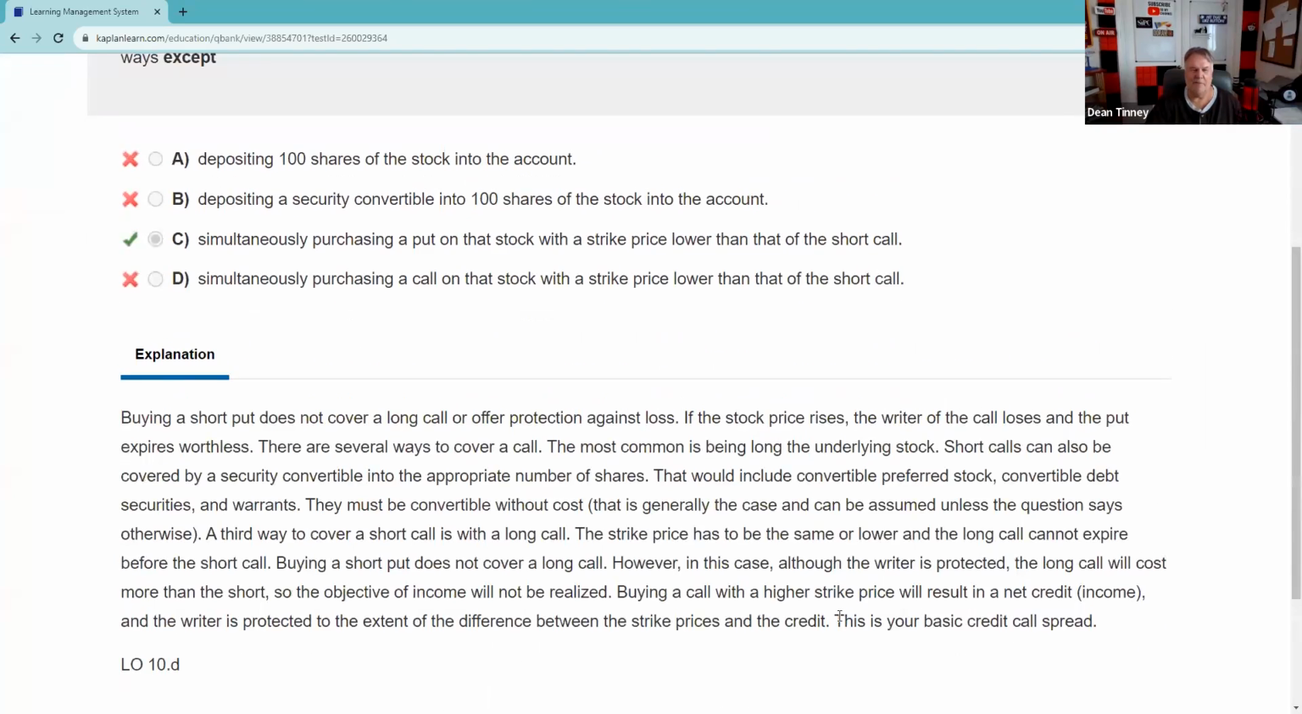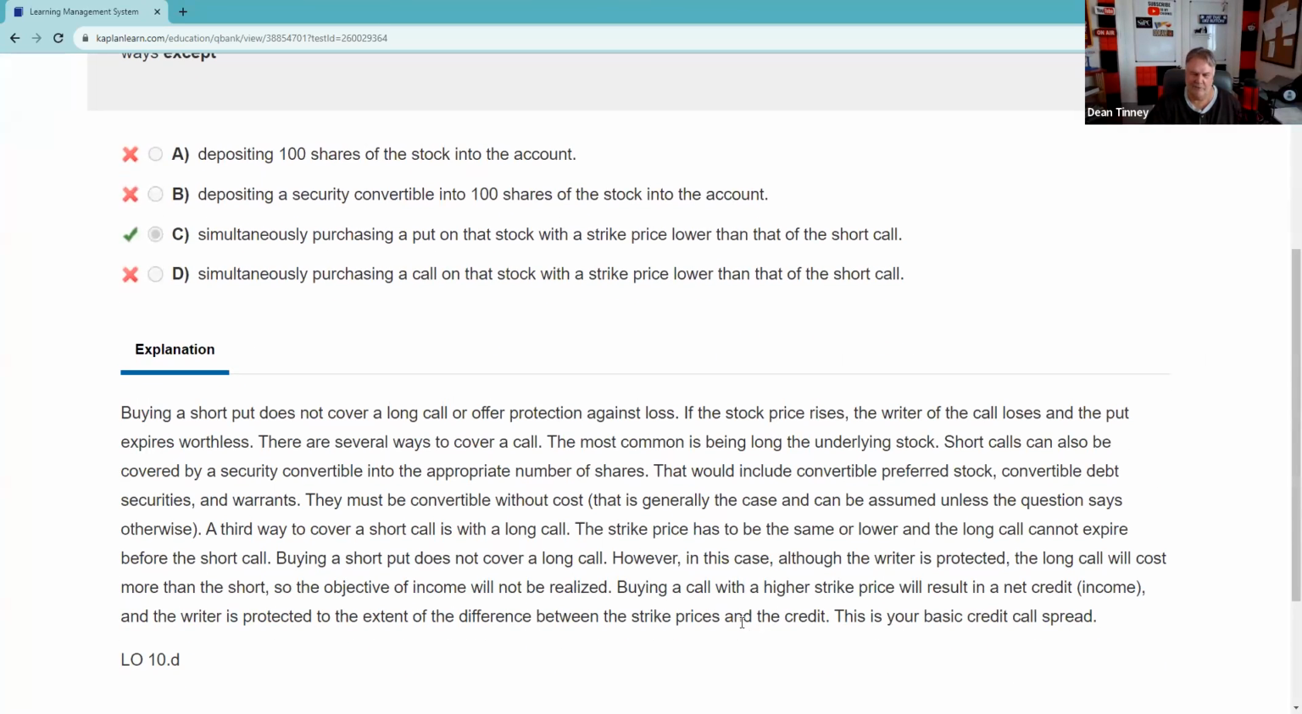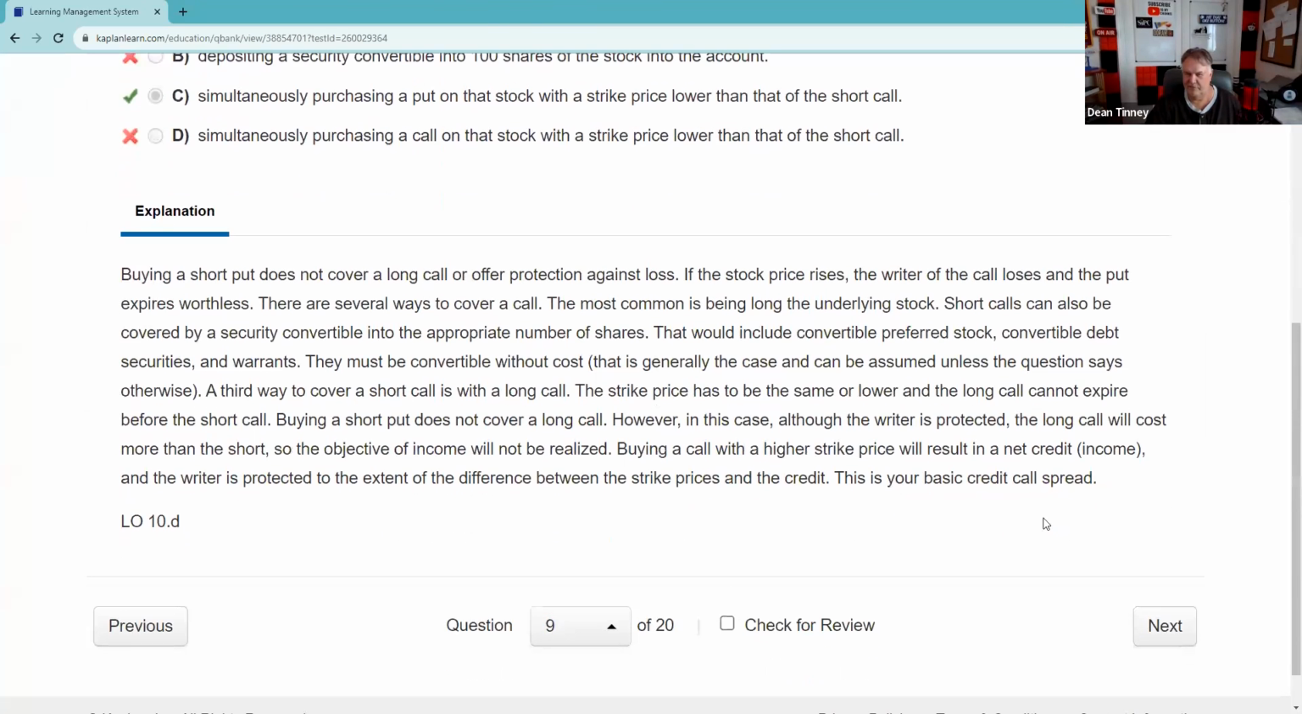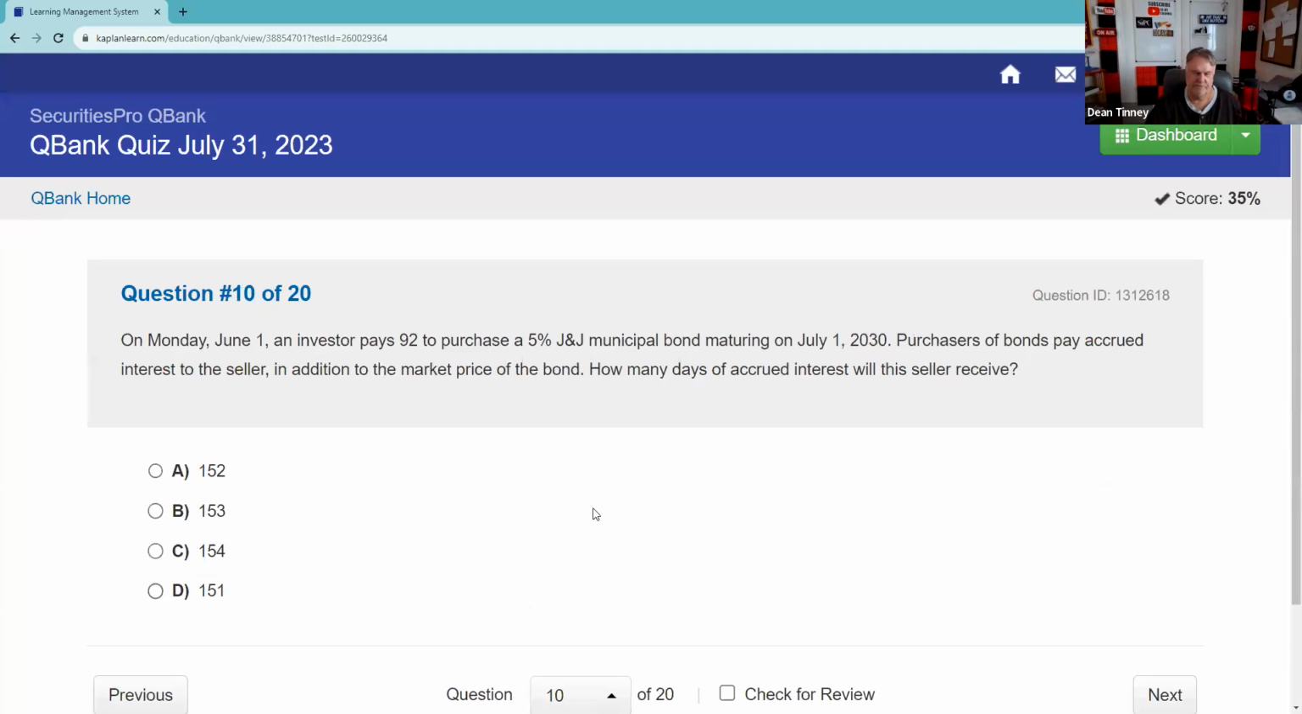By the way, another way you can tell a question is tough is when you read the rationale and it fills up the screen. That's a hint that it was not just your plain vanilla kind of question. On Monday, June 1st, an investor pays $92 to purchase a 5% J&J municipal bond maturing July 1st, 2030.